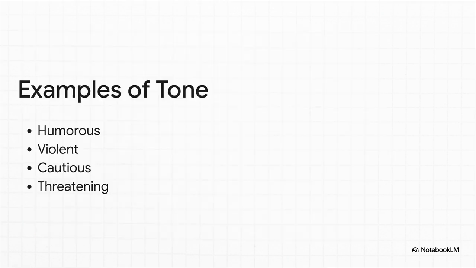And tone can come in all sorts of flavors, right? An author could be humorous, kind of poking fun at their subject. They might get really violent, giving you the sense of aggression. Or maybe they're being cautious or even threatening. These words are all describing the author's stance.